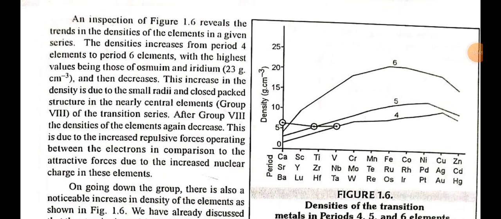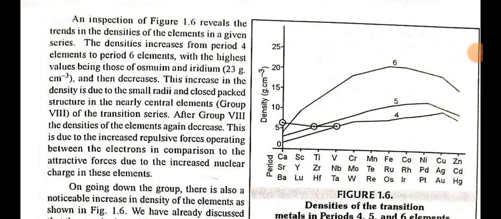An inspection of figure 1.6 reveals the trends in the densities of elements in a given series. The densities increase from period 4 elements to period 6 elements, with the highest values being those of osmium and iridium, and then decrease. This increase in the density is due to small radii and close packed structure in the nearly central elements of the transition series. After group 8, the densities of elements again decrease. This is due to the increased repulsive forces operating between electrons in comparison to the attractive forces due to the increased nuclear charge in these elements.